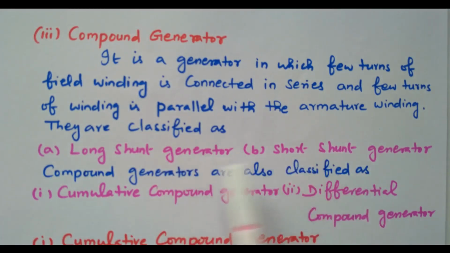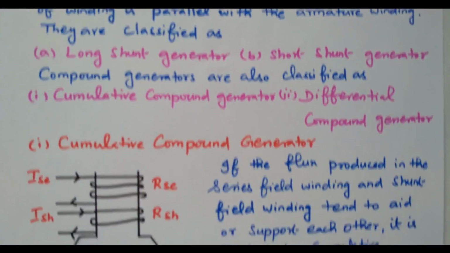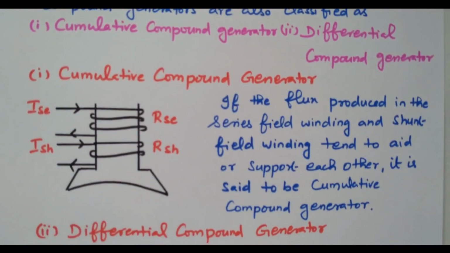Due to the two windings, it is again classified into cumulative compound and differential compound. If the two windings are added together, it means cumulative compound. If the two windings are opposing each other, it means differential compound. Now we will see the diagram. What is cumulative compound and differential compound?